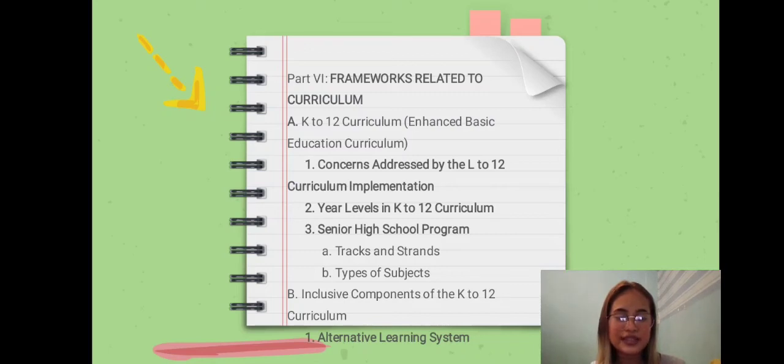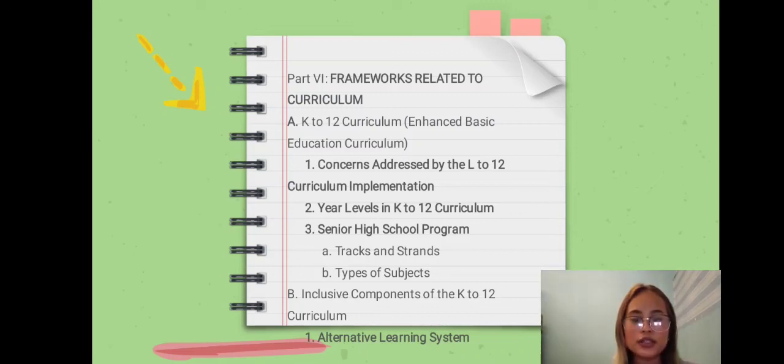Letter G, the 10-year system also reinforces the misperception that basic education is just a preparatory step for higher education. Letter H, our graduates are not automatically recognized as professionals abroad. Letter I, the short basic education programs affect the human development of the Filipino children. Year levels in K-12 curriculum.